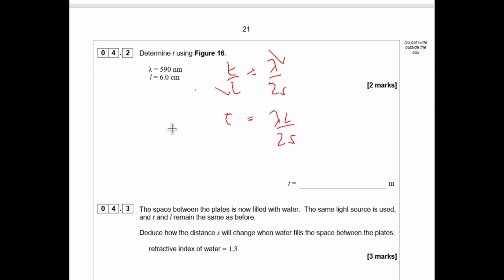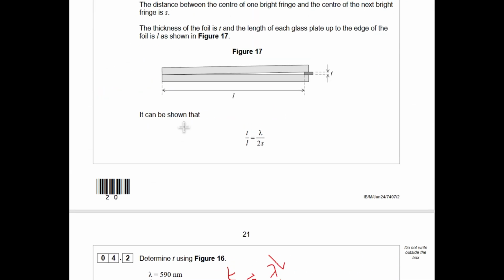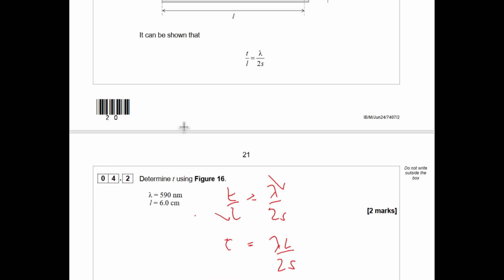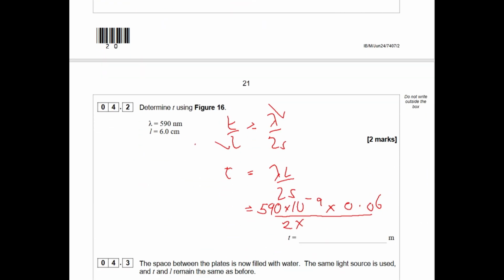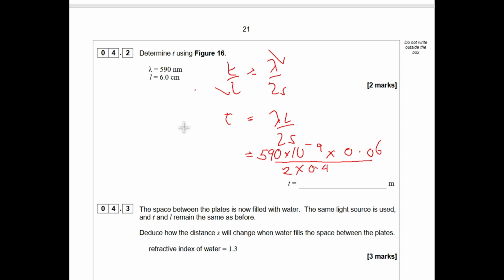So nanometers, centimeters, and we want T. Let's put everything into meters then. We've got lambda, which is 590 times 10 to the minus 9, times L, which is 0.06, over 2 times, and what was it again? 0.45 millimeters, so 0.45 times 10 to the minus 3. And when I put all that in, I get 3.9 times 10 to the minus 5 meters.